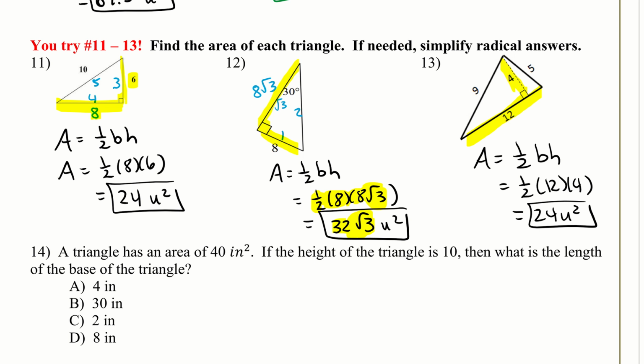For number 13, the thing that was kind of tricky about this is that they gave us extra information. We really only care about the side and the height that have the right angle between them. So those other sides were distractors, just to make sure you were selecting the right numbers and not just automatically picking the numbers that were there. So that was the purpose of that. So we're going to only use the 12 and the 4 because that's where the right angle is. So that would be our base and our height.